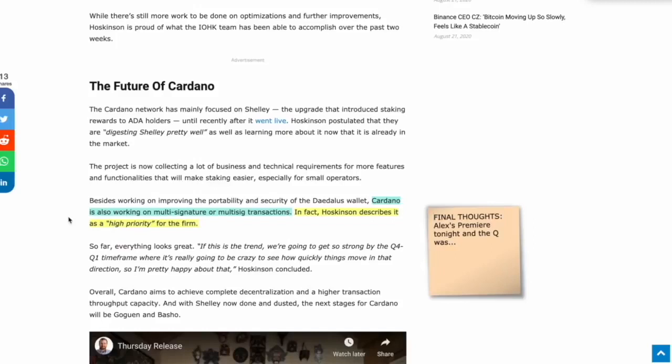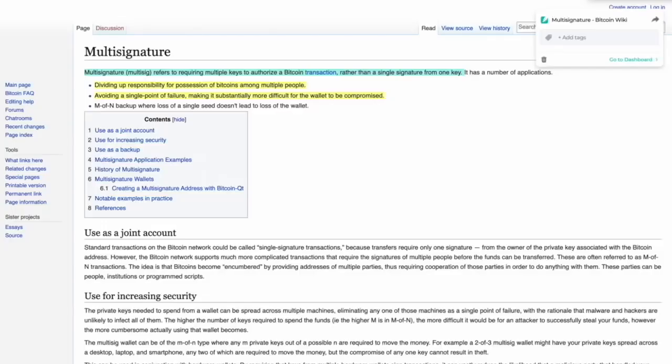He states Cardano is also working on multi-signature, or multi-sig, transactions. In fact, Hoskinson treats it as a high priority. So first of all, what's multi-sig? Multi-sig refers to requiring multiple keys to authorize a transaction, this says Bitcoin transaction, but it's any crypto transaction, rather than a single signature from one key. It divides up responsibility for possession of Bitcoin or any kind of crypto among multiple people, avoiding a single point of failure. That's the big thing: avoiding a single point of failure, making it substantially more difficult for the wallet to be compromised. And this would be only for people who actually opt in for an additional security measure.